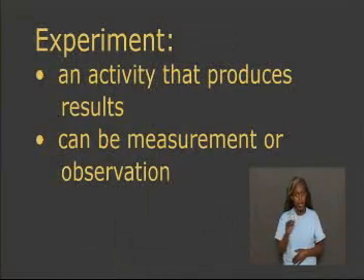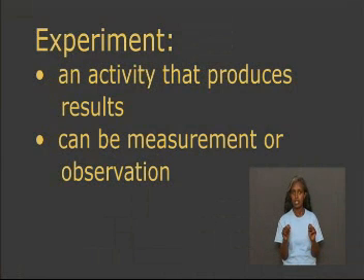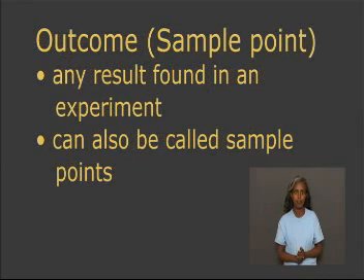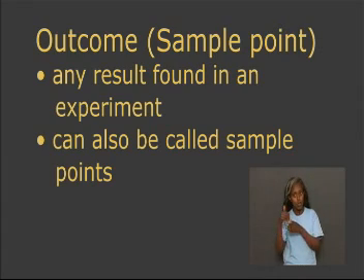An experiment is an activity that produces results. The activity can be measurement or observation, and we call the results outcomes. An outcome is any result found in an experiment. We can also call outcomes sample points.